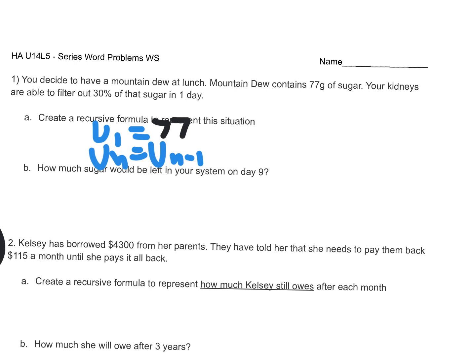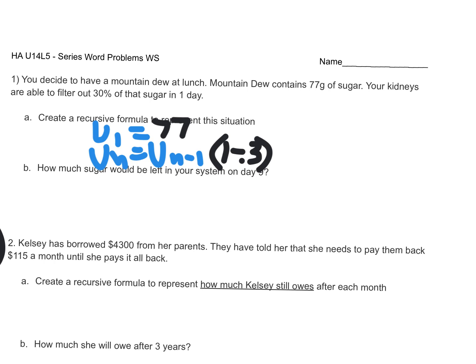77 grams of sugar. And now, when it says you're going to filter out 30% of that sugar in one day, it sounds a little bit like subtracting, but I'm going to tell you, it's not subtracting. It's multiplying by a decimal, and the decimal isn't 0.3. If you're going to filter out 30%, you would multiply by 1 minus 0.3. Same as 0.7, I heard somebody say. That's right. Do you get how I figured out that this was a multiply by 0.7 or 1 minus 0.3?